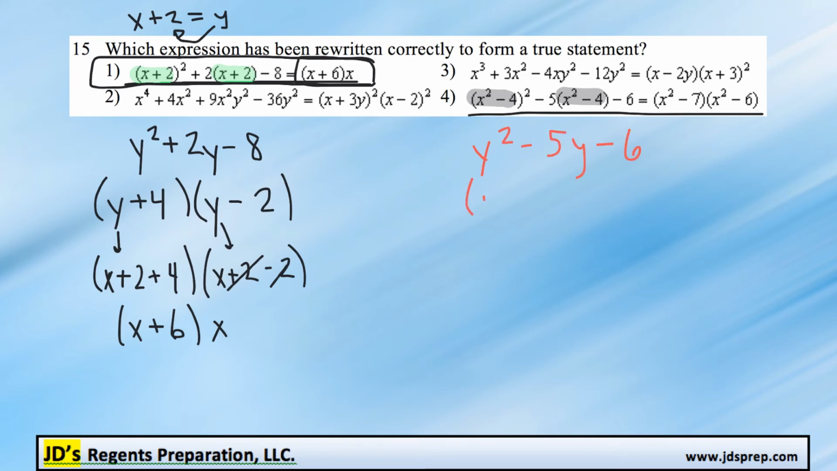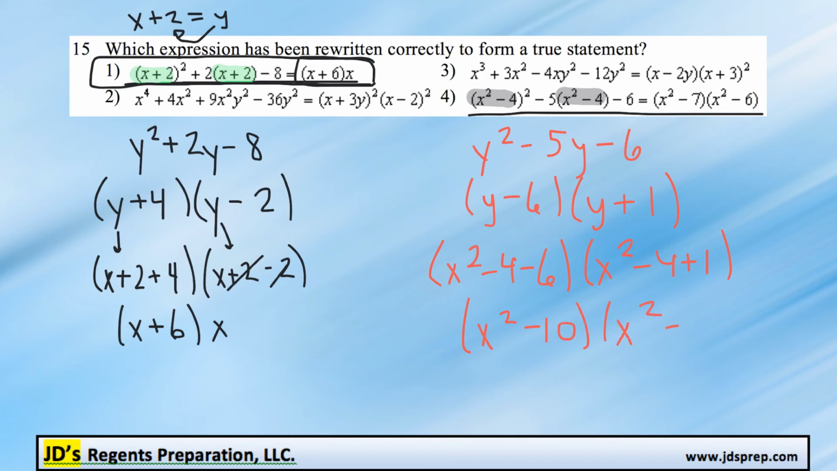And then here again, we can factor this quickly. We would get (y − 6) and (y + 1). And then we'll replace y back to what it used to be, which was x² − 4. And then simplify. So here we would get x² − 10, and then the other set of brackets will have x² − 3. So we can see that that does not match the right-hand side here at all.